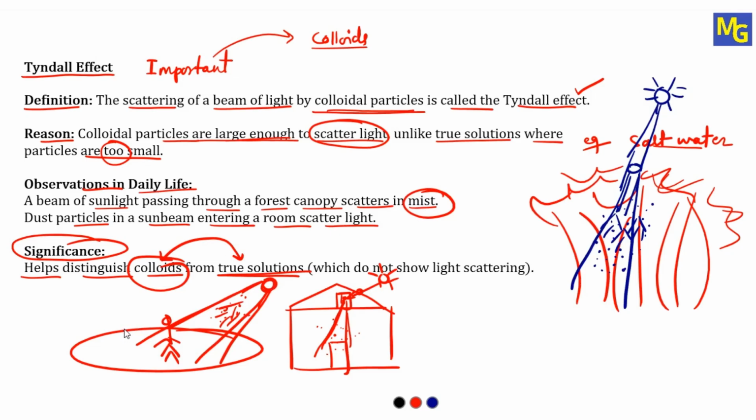You can take a torch and pass a beam of light through the solution you have to identify. If you see the beam of light, then it is a colloid. If you are not able to see the beam of light in that solution, then it is a true solution. So this is the experiment which you can use. That is the significance of the Tyndall effect. I hope you understand what the Tyndall effect is. Now I'm going to move to the next topic.